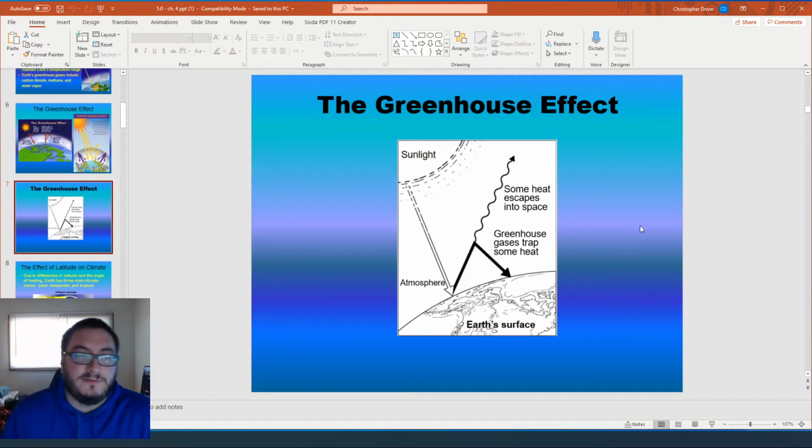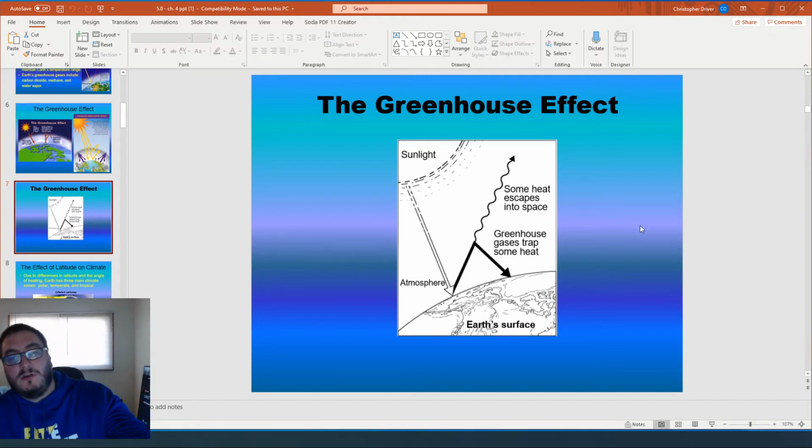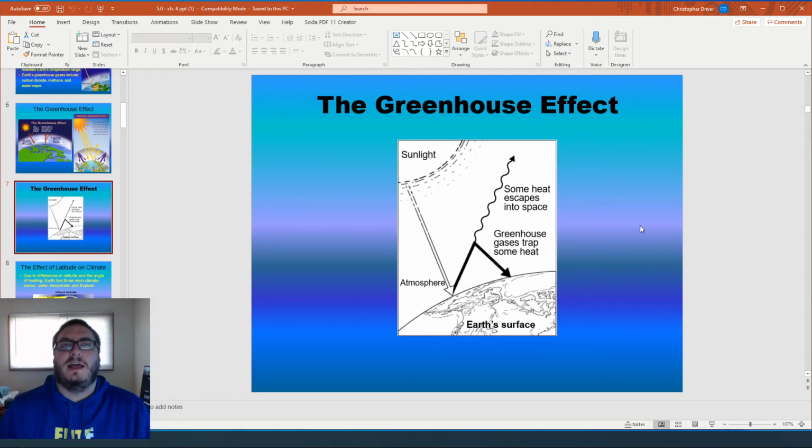But here's another example of the greenhouse effect and how it works. Sunlight comes down, it gets reflected. Some of it does, but a good portion of it also gets trapped as heat.